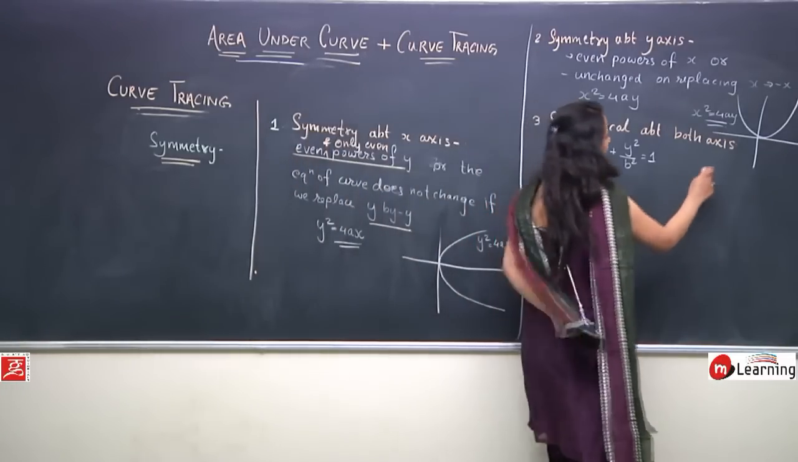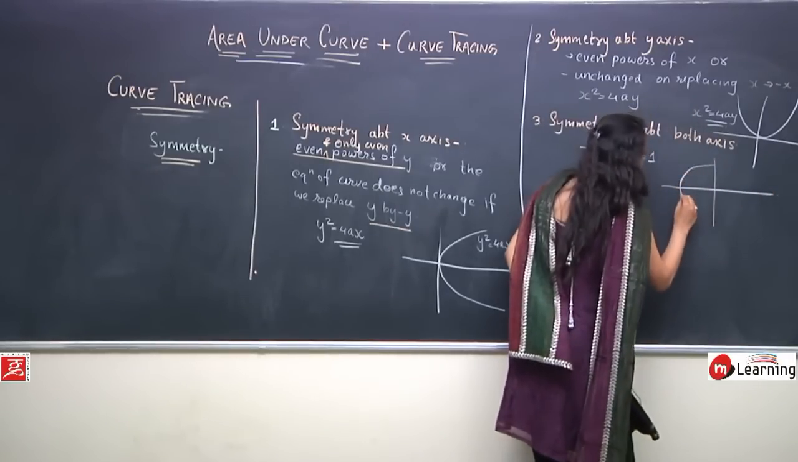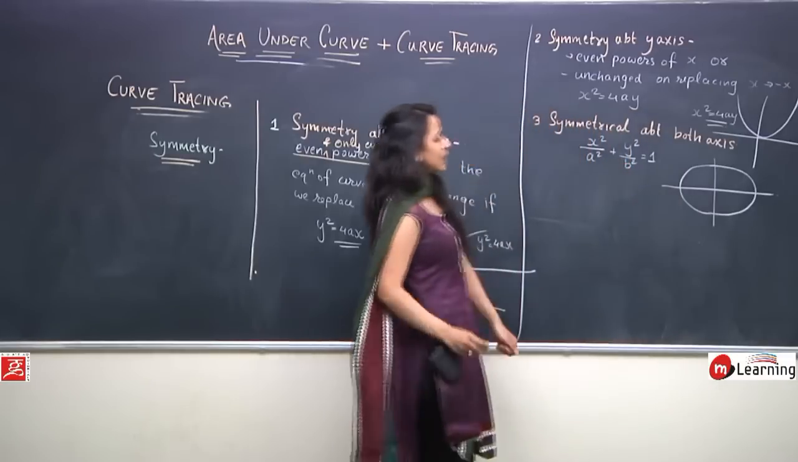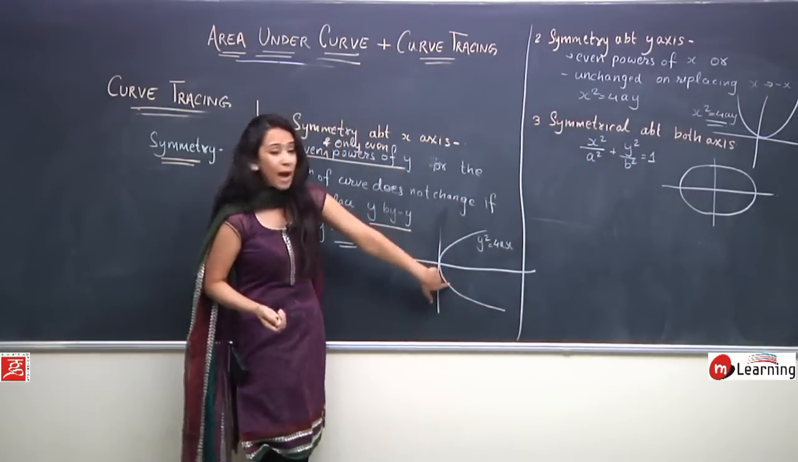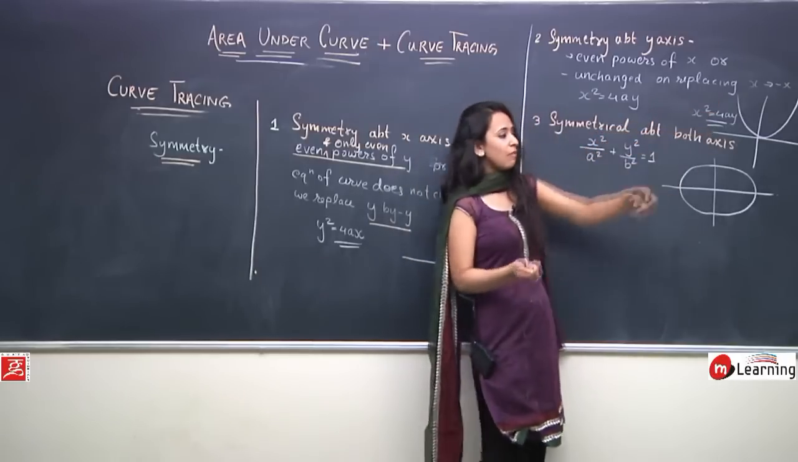And if we draw the curve of this equation, it would be something of this form. So this is an ellipse which is symmetrical about x axis and y axis. This is a parabola symmetrical about x axis. This is a parabola symmetrical about y axis.